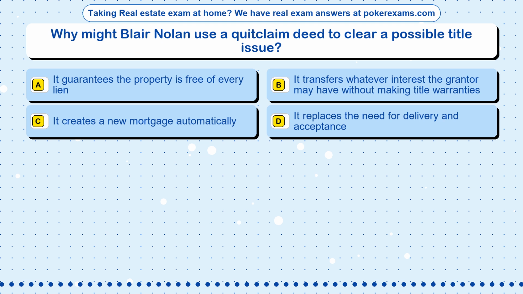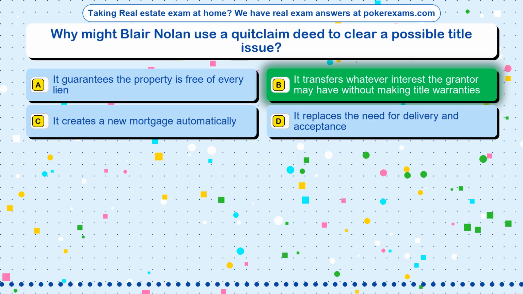Question 82. Why might Blair Nolan use a quitclaim deed to clear a possible title issue? Option A. It guarantees the property is free of every lien. Option B. It transfers whatever interest the grantor may have without making title warranties. Option C. It creates a new mortgage automatically. Option D. It replaces the need for delivery and acceptance.